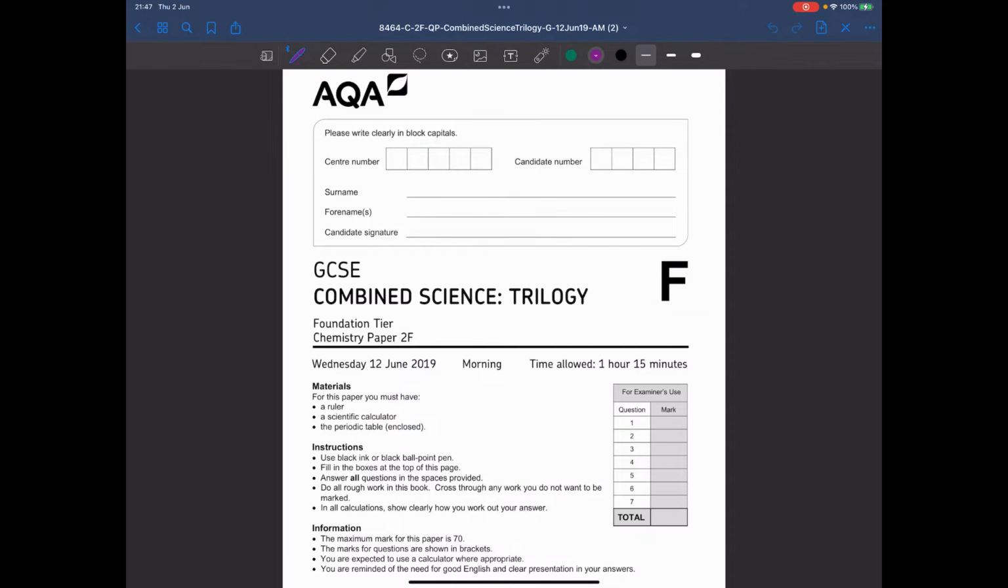Hello everyone, so this is the GCSE Combined Science Trilogy walkthrough for Chemistry Paper 2. This is the foundation tier paper that pupils sat in June 2019. I'm going to go through and model how I would have tackled it.